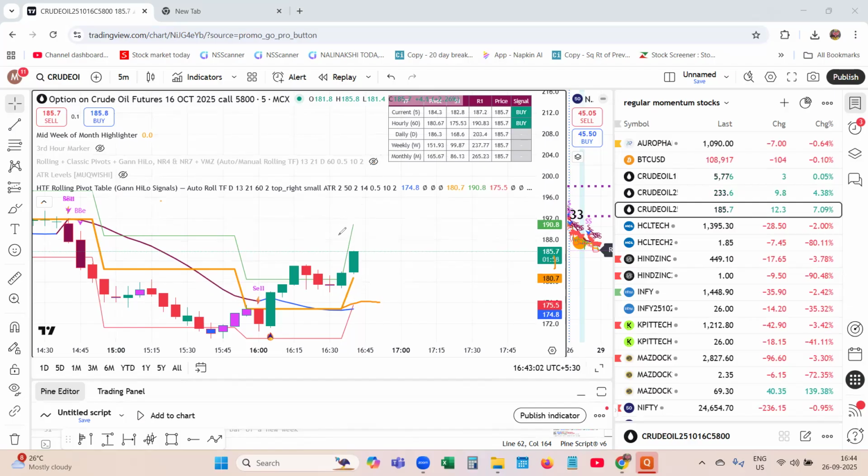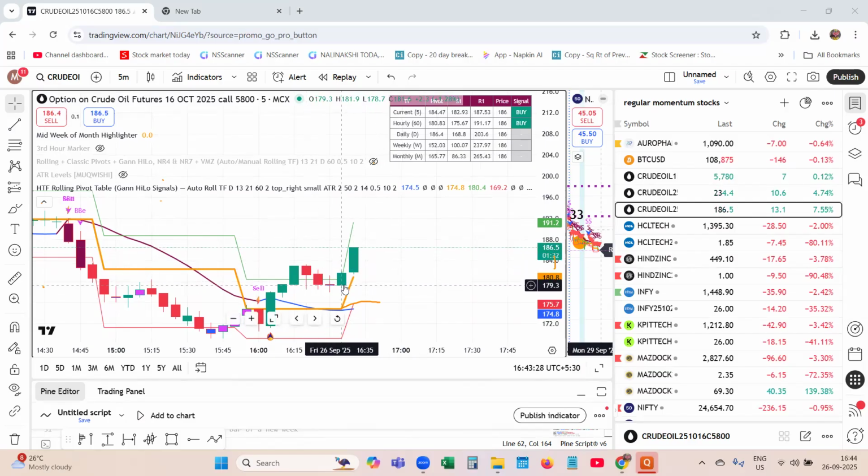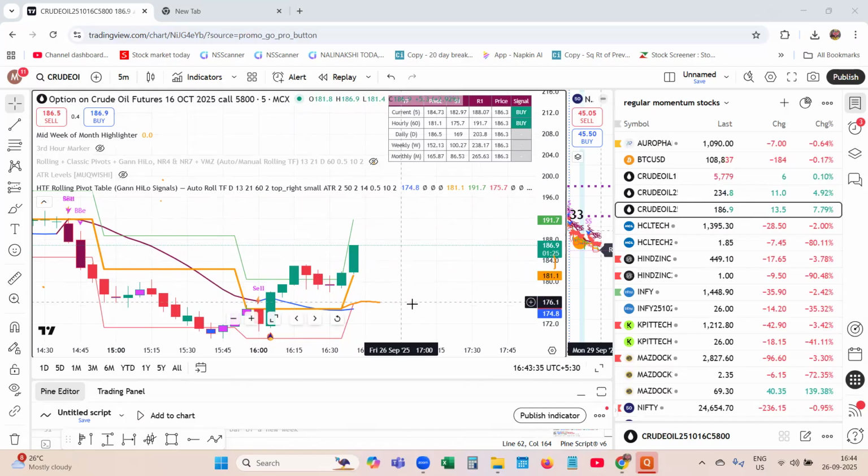Let me enable this. So you can see so clearly the price is moving higher, so comfortably you can trade in the crude oil futures. This is the pivot R1 and the price has moved higher. You got an entry around 176 and now it is running around 186. You could have gained 10 points.